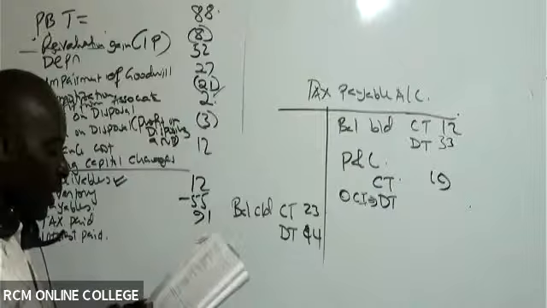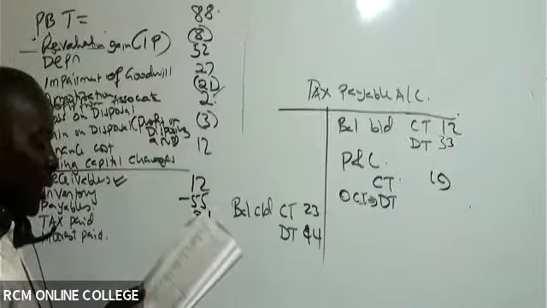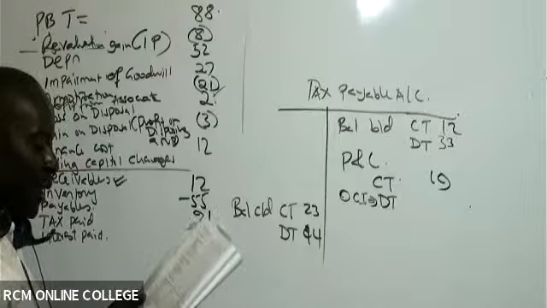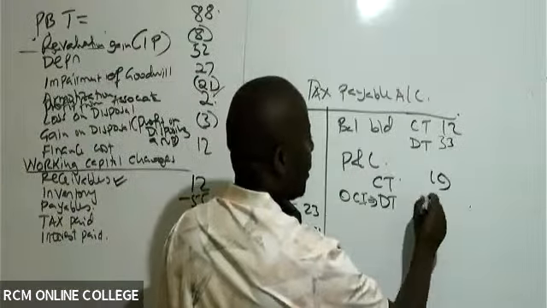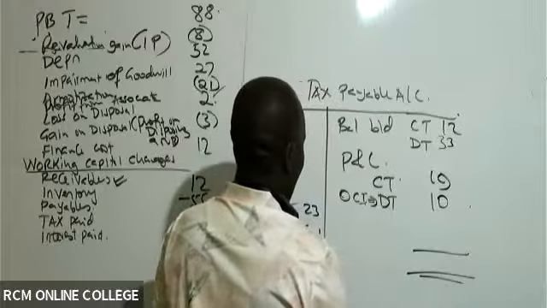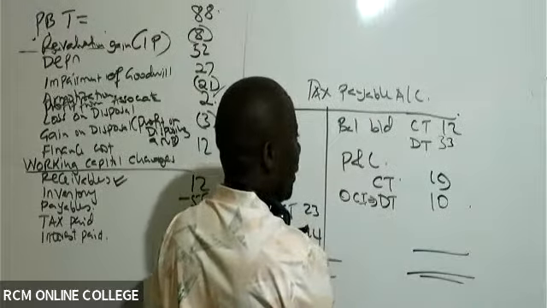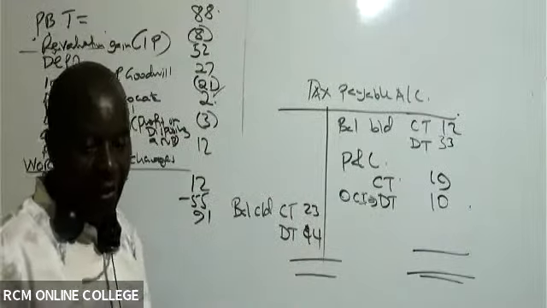Under other comprehensive incomes, we have gain on revaluation of PPE, and then we have income tax on those. So that income tax, which is under OCI, must be deferred tax, and I can see 10 there. So please come and balance this. I can see this is 67, so this side will be higher.